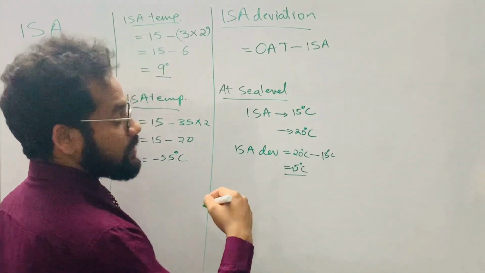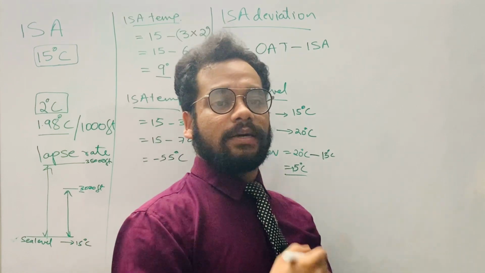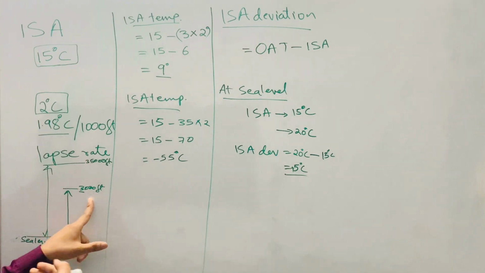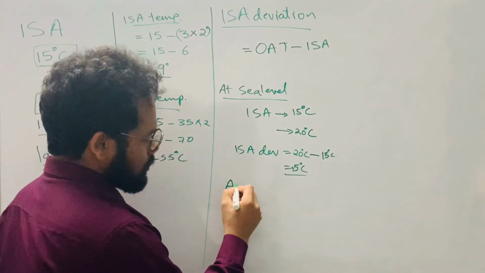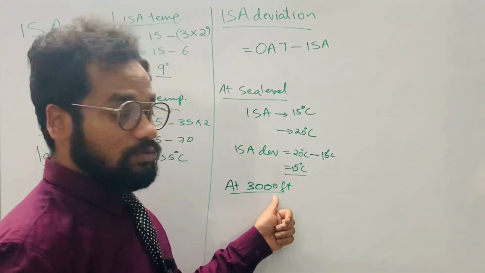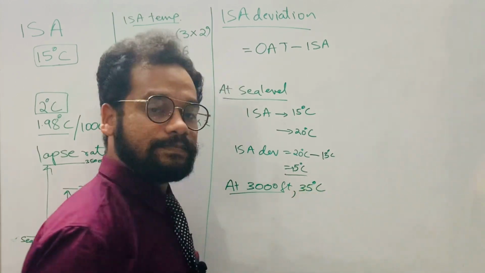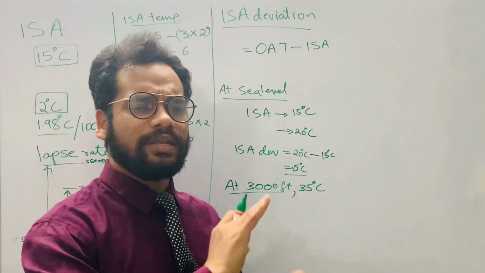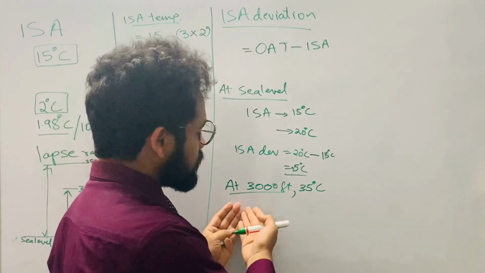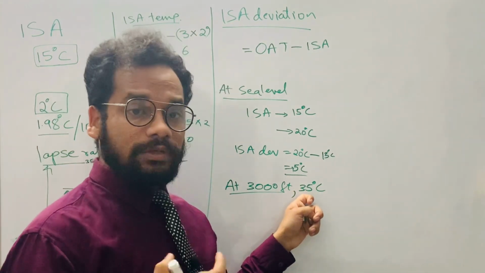Next, let's take another example. Suppose you are not at sea level. Let's make the calculation at a particular altitude now. Let's take the same example of 3000 feet, as we have discussed earlier. So suppose the altitude is 3000 feet, and the temperature is 35 degrees Celsius on a particular day. You know that the atmospheric temperature keeps changing at particular altitudes. So suppose someday the temperature at 3000 feet is 35 degrees Celsius. In this case, how much is the ISA deviation?